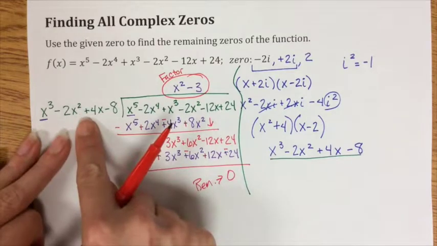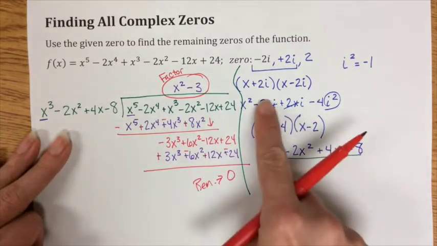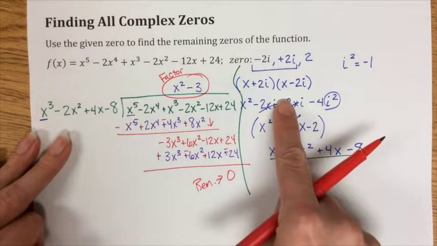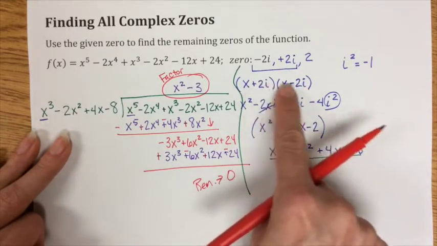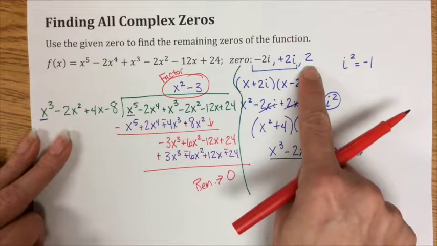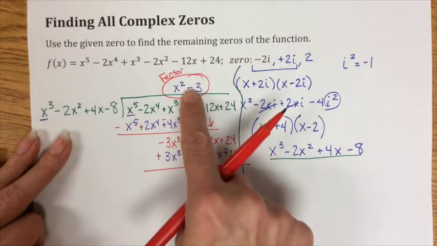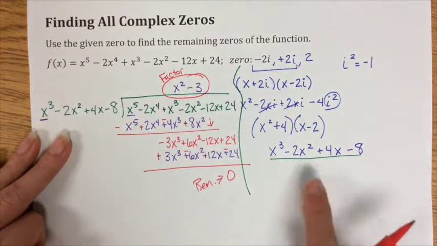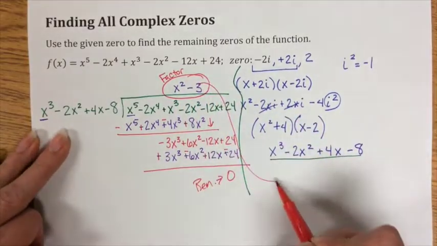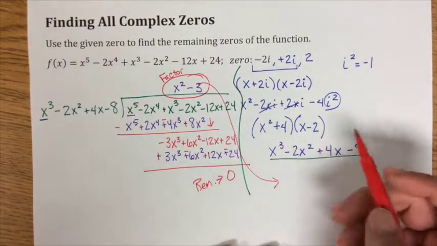Now, how did I get this? All of these factors multiplied together. So I have 1 zero, 2 zeros. I multiplied those together. 3 zeros, and I'm hoping that I can find my last 2 here. So let's come back over here and let's find the rest of these factors.